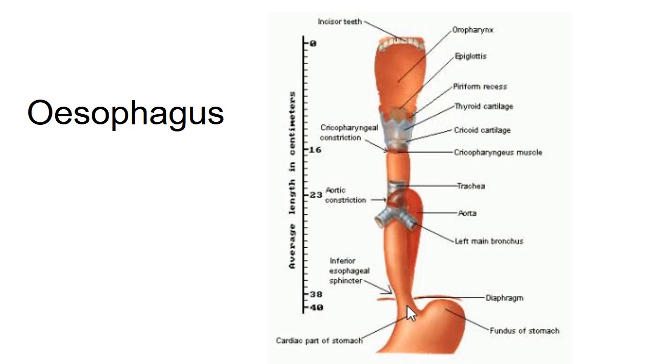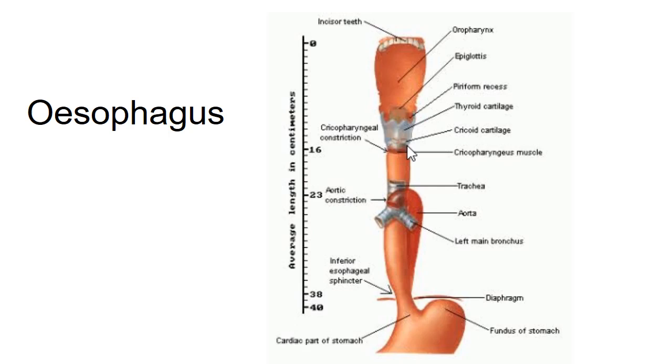The tube is flattened anteroposteriorly and the lumen is kept collapsed. It dilates only during the passage of food bolus. The pharyngo-esophageal junction is the narrowest part of the alimentary canal except for the vermiform appendix. The esophagus begins in the neck at the lower border of cricoid cartilage opposite the sixth cervical vertebra, as you can see in this image.